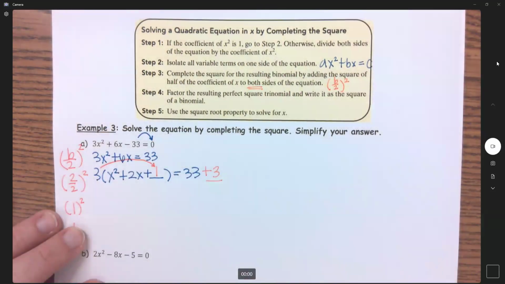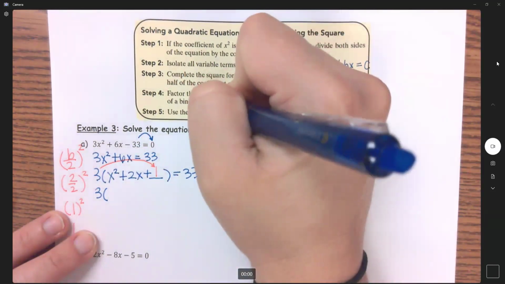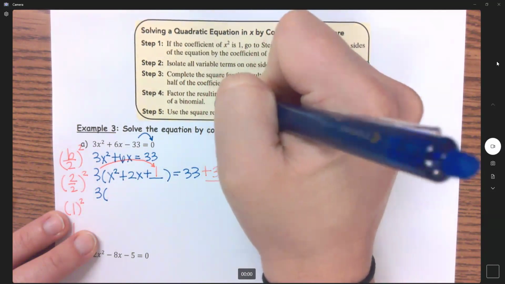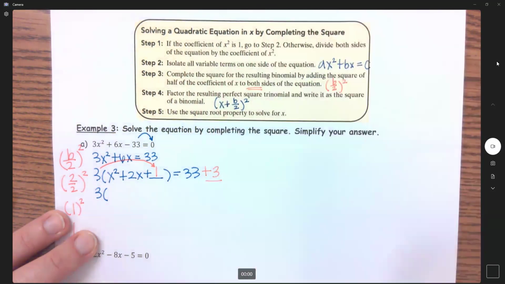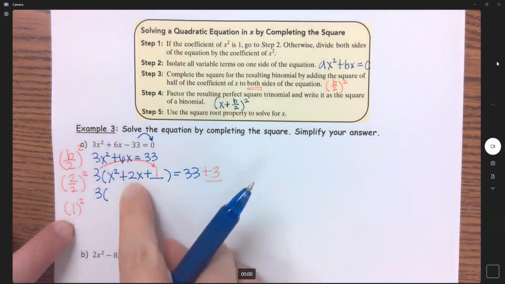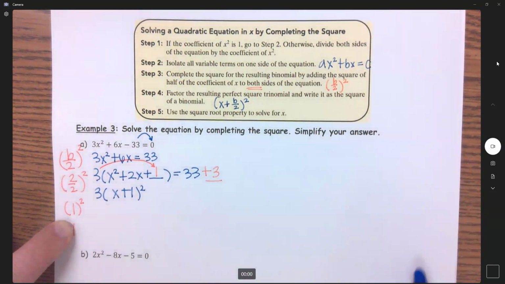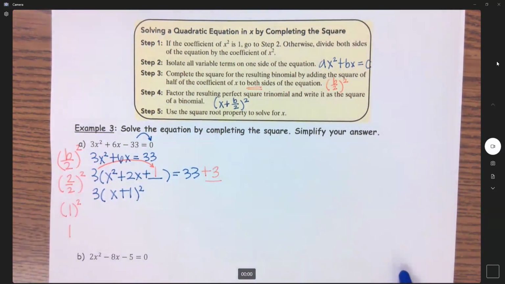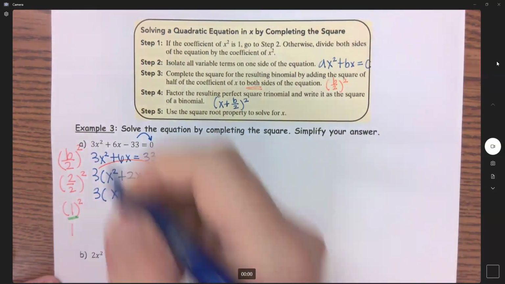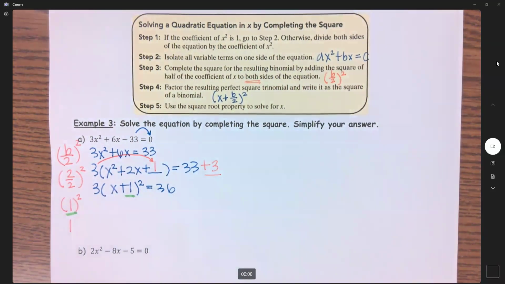Okay, so now let's factor. And this will still factor to x plus or minus, I'll just put plus b over 2 squared. So here, what multiplies to 1 and adds up to 2 is going to be 1 and 1. So again, this is matching this. And then on this side, we have 36.